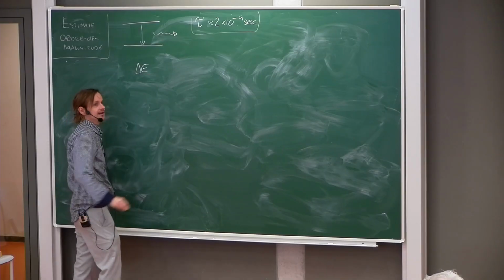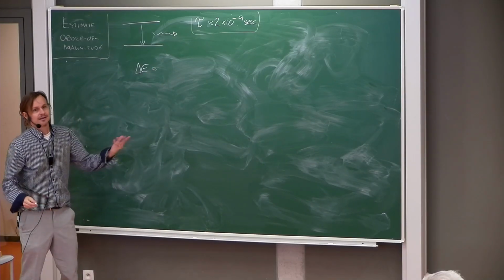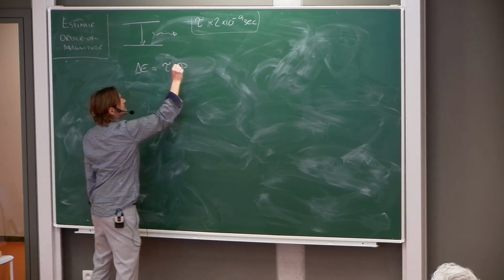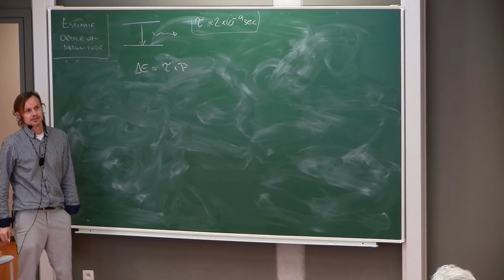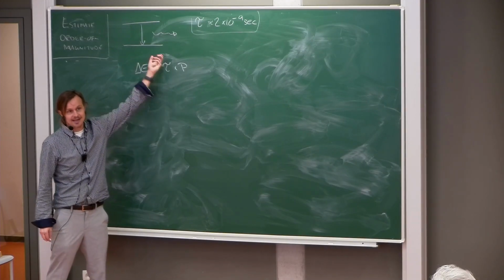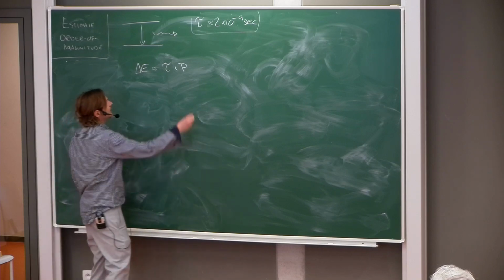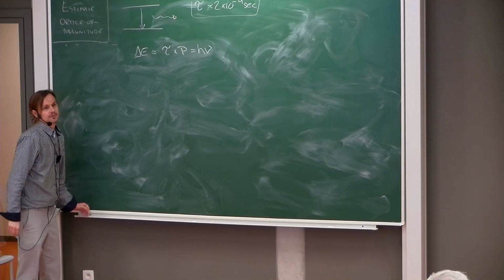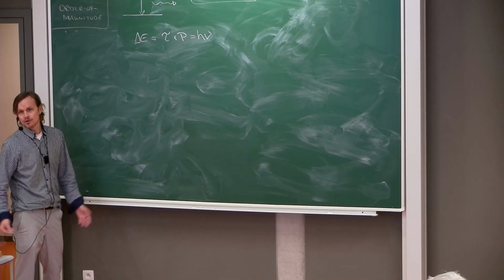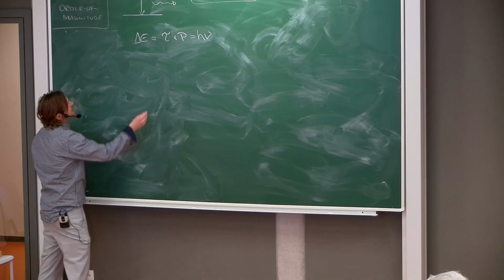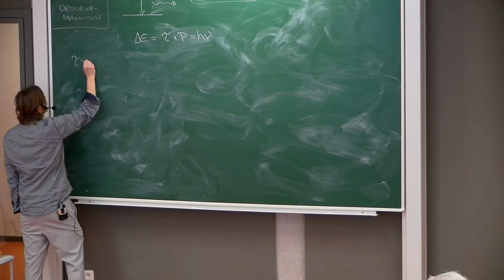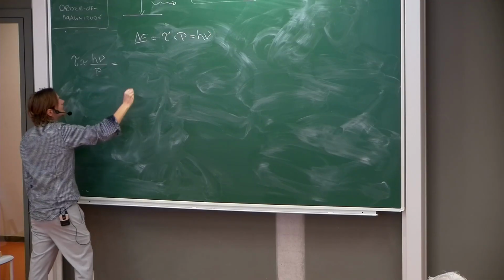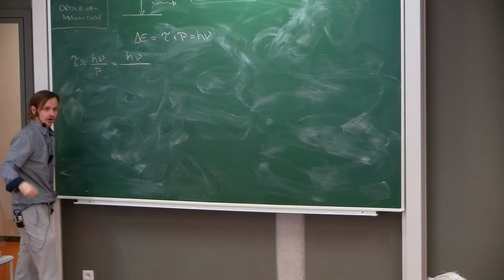Delta E, of course, has to be on the order of the emitted power times the half lifetime. Power is energy per unit time, right? And this we know now is h nu, where nu is hc over lambda. We could have used h bar omega if we wanted. So in this case, tau is h nu divided by the emitted power, and the emitted power we had from the Larmor formula, remember, for the optical transitions.